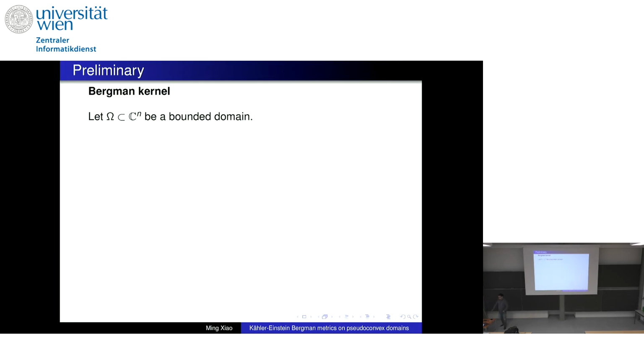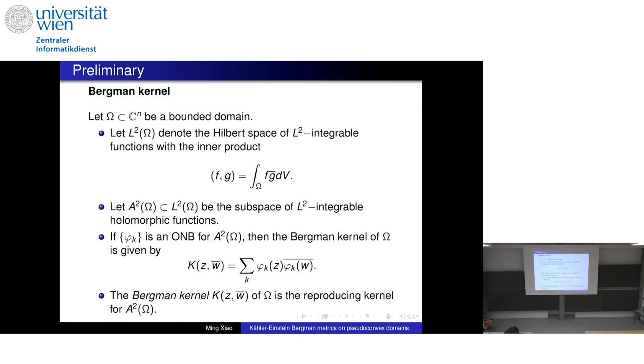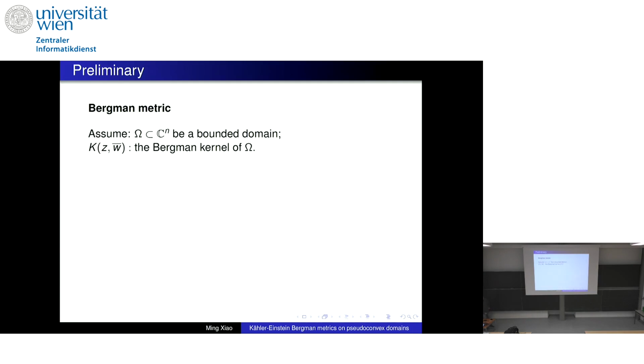So to define the Bergman metric, we need to first recall the Bergman kernel. Let omega be a bounded domain. We know that the Bergman kernel is defined in terms of the A2 space, which is the space of L2 integrable holomorphic functions on the domain. And if we let phi_k be the orthonormal basis of the A2 space, then we can define the Bergman kernel as the infinite sum in terms of the phi_k. Alternatively, we can define the Bergman kernel as the reproducing kernel of the A2 space.